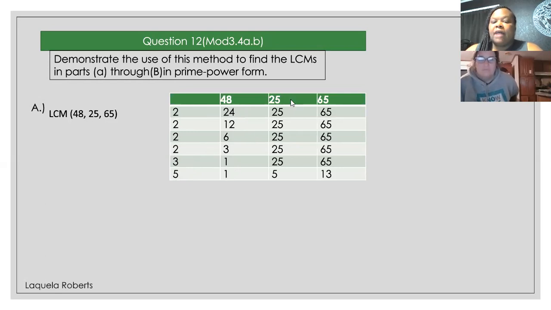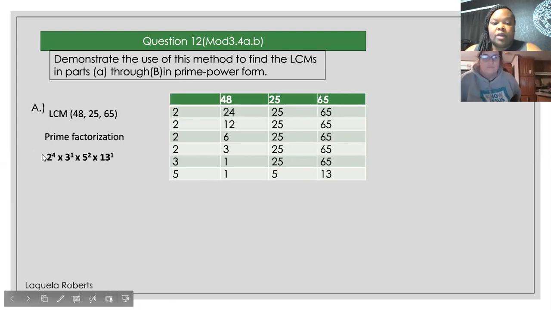Same thing you do with 25. 25 will not go into 2 or 3. All right? But it will go into 5, so you bring the 25 down, and it goes in 5 times. 65, same thing. It won't divide by 2 or 3. It will by 5. That's a prime number, so 65 divided by 5 gives us 13. So our prime factorization for this will be 2 to the 4th, because you have 1, 2, 3, 4, times 3 to the 1st, which you see here, times 5 to the 2nd, right here, times 13 to the 1st. So that's how you find that.